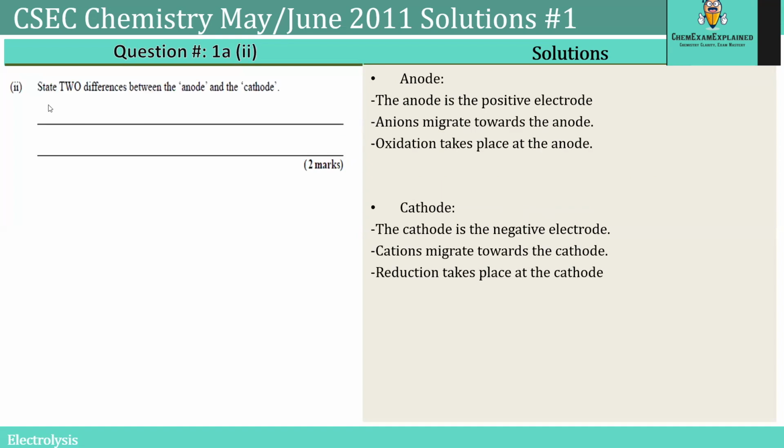1A Part 2. State two differences between the anode and the cathode. So here we have three, you can use any two. The anode is the positive electrode, anions migrate towards the anode, and oxidation takes place at the anode. The cathode is the negative electrode, cations migrate towards the cathode, and reduction takes place at the cathode.